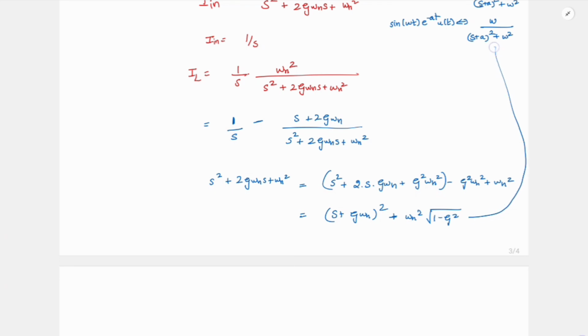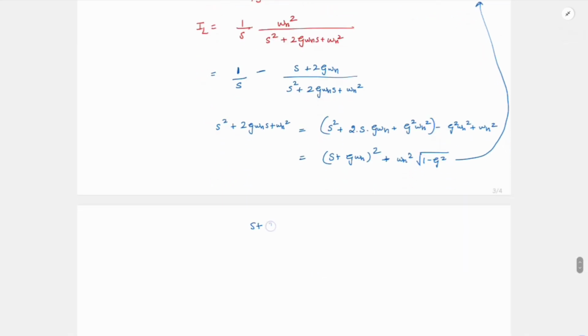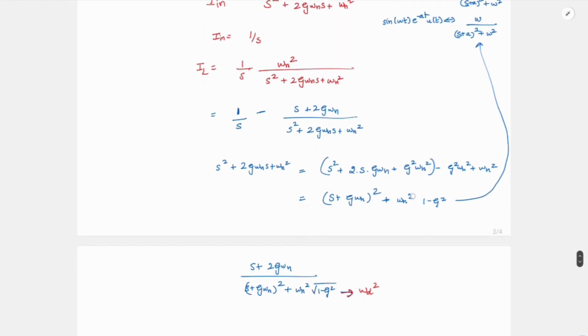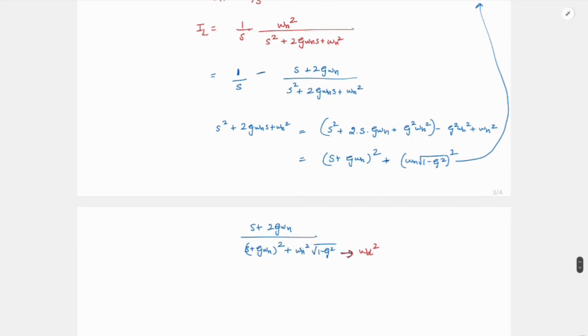So now if you observe, you would have got the denominator in this form. Now the numerator also we have to convert into this form. So we have s plus 2 zeta omega n by s plus zeta omega n whole square plus omega n square root of 1 minus zeta square. For now, I'll just call this omega d square because this is going to be repeating. Again, I'm sorry, if you have to take a root, I have to put a whole square. So this is omega n into root of this, in whole square. This I'll call omega d. So what is my omega d? It is omega n root of 1 minus zeta square.